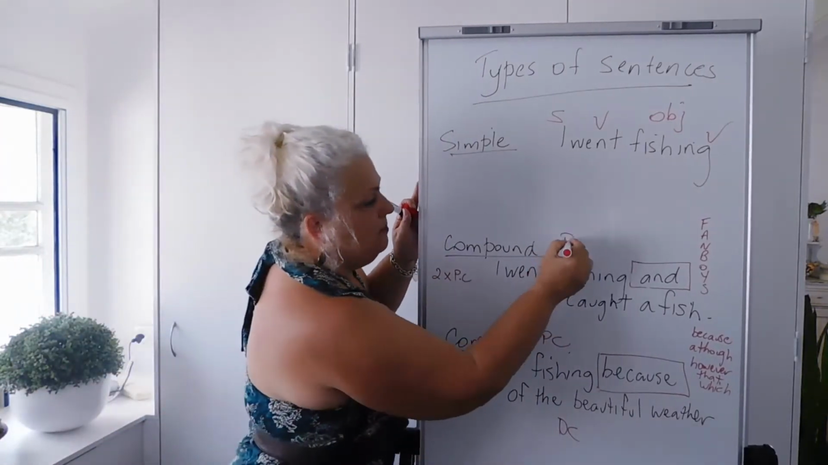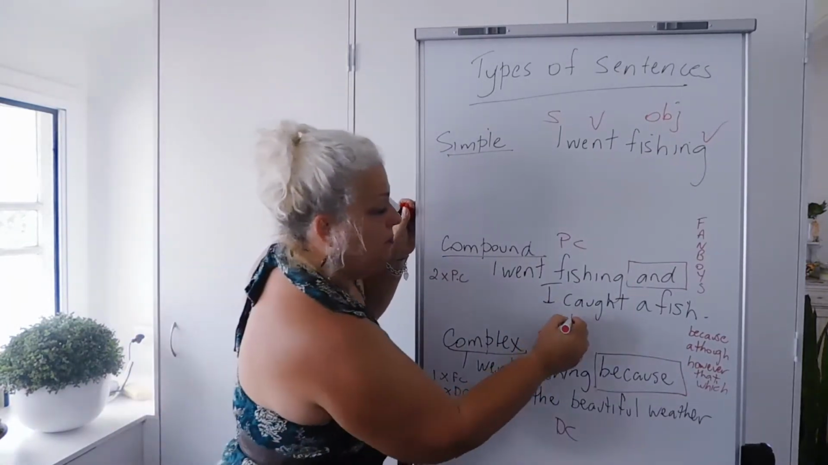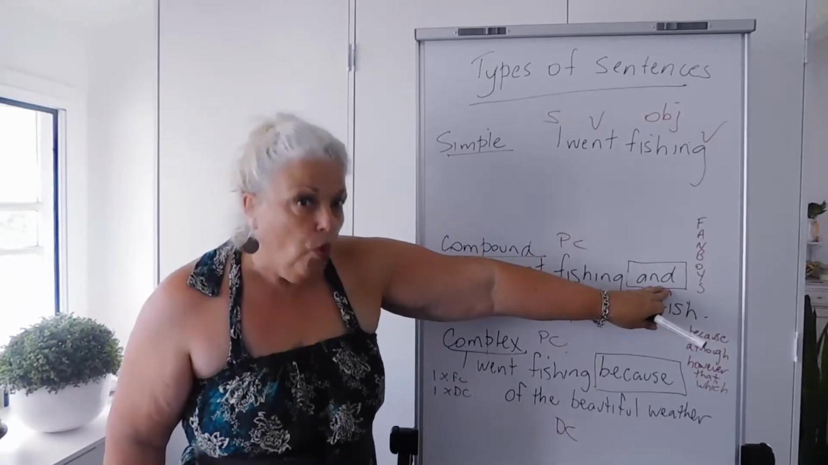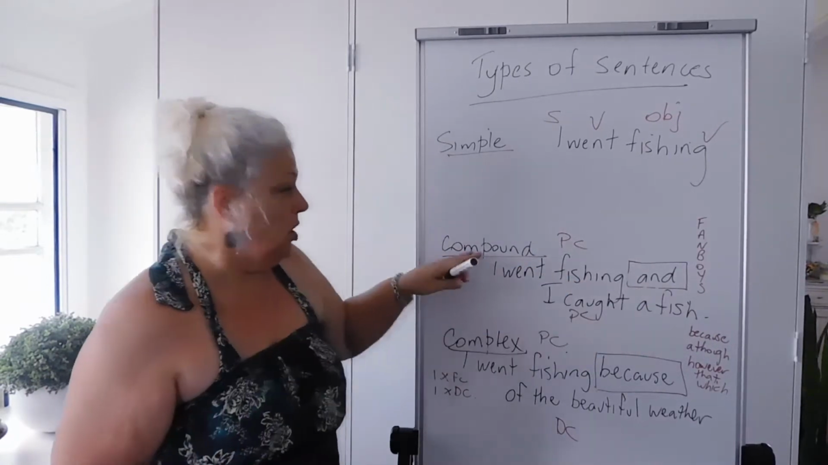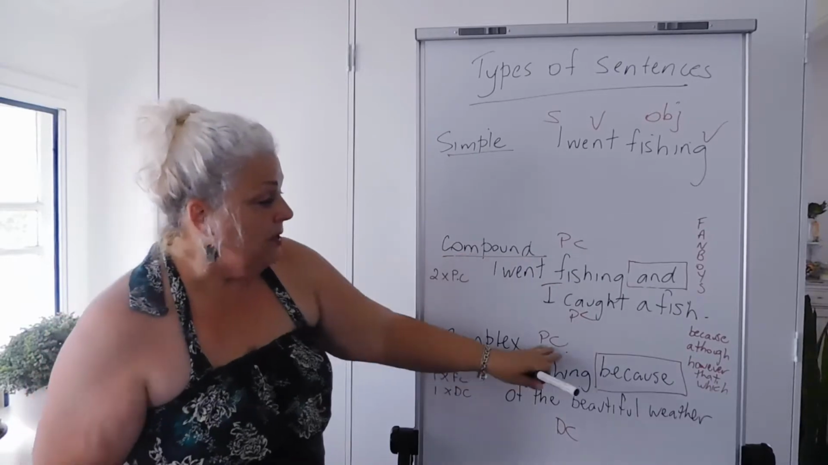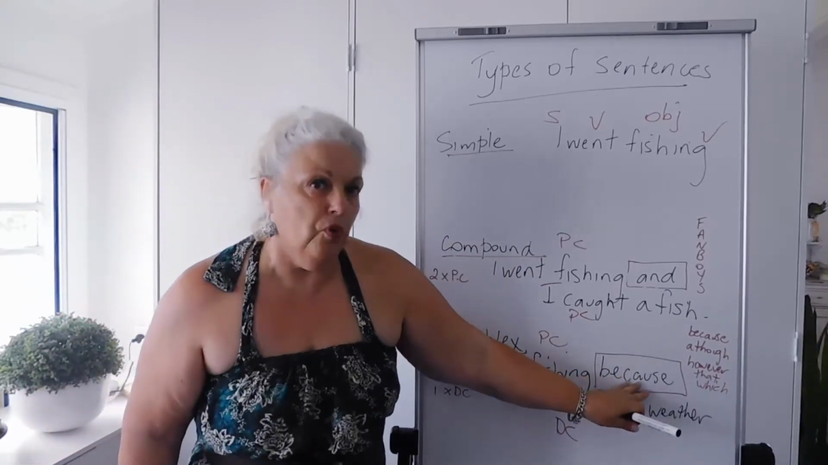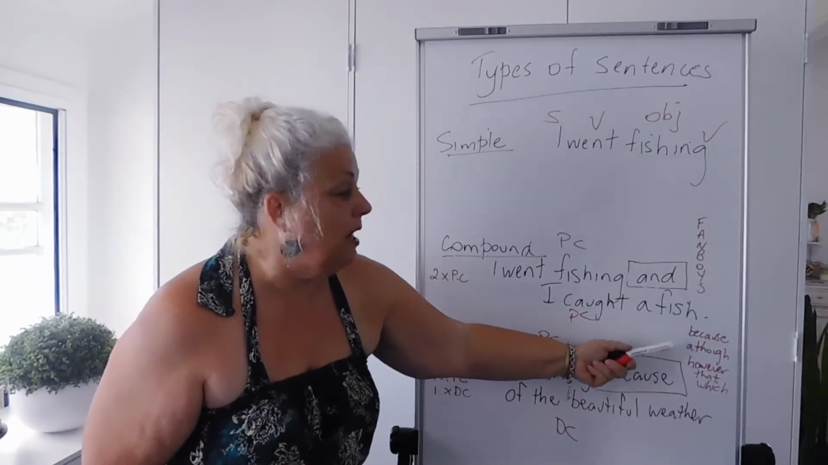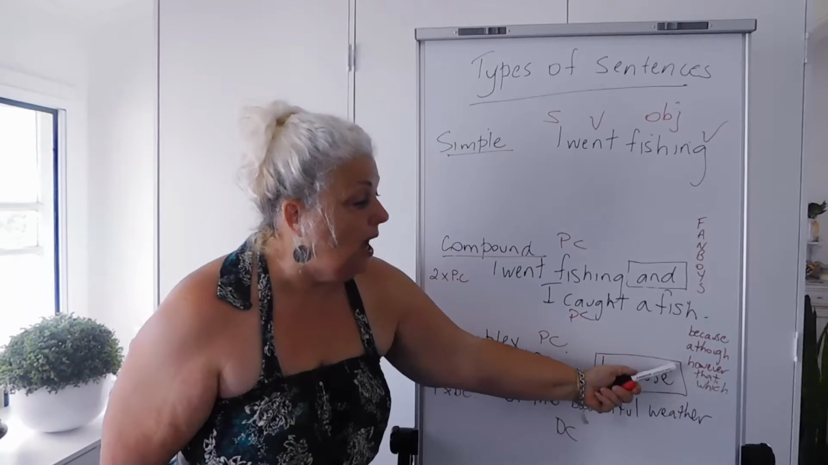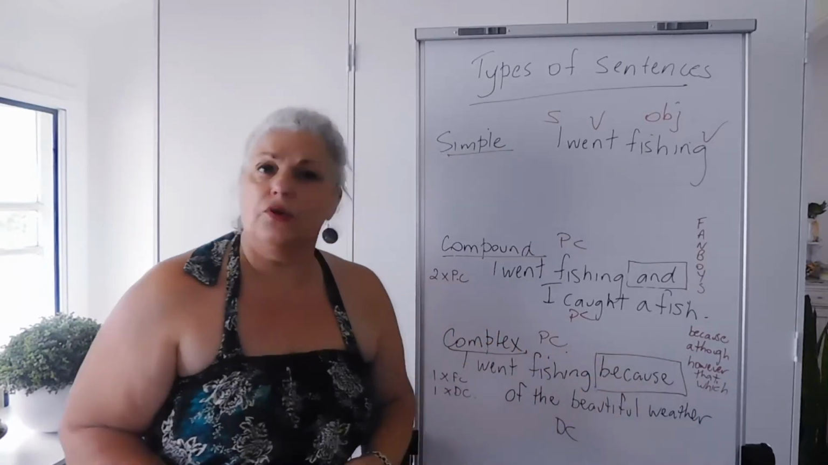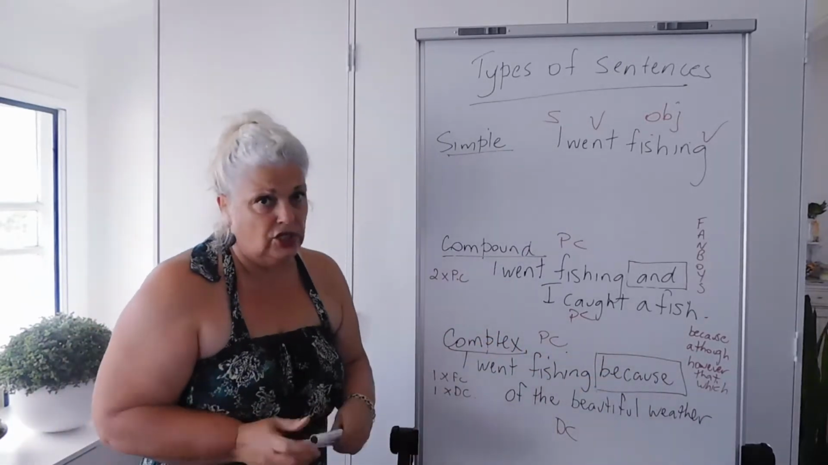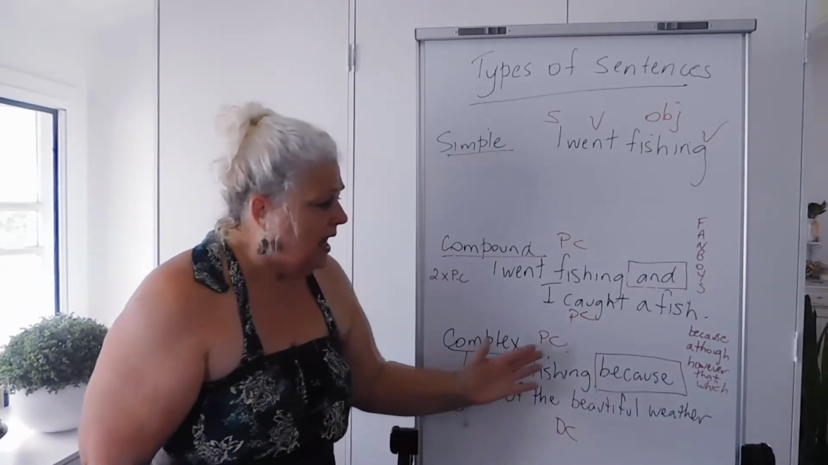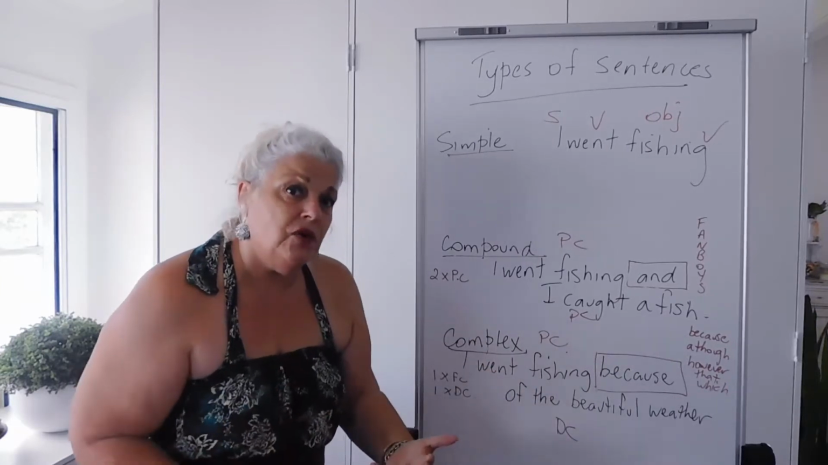Here, I went fishing, principal clause. I caught a fish, principal clause. Two principal clauses joined by a coordinating conjunction gives you a compound sentence. A principal clause joined by a subordinating conjunction, and some of the examples, if you can read them on the board, you may not be able to, are because, although, however, that, which. There's quite a few subordinating conjunctions. And that makes our sentence more interesting because we're adding a little bit more information to what we're saying.